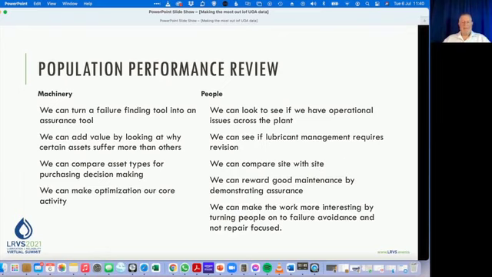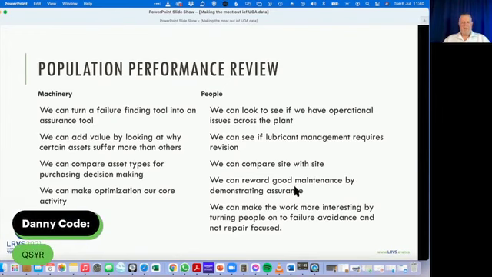And we can reward good maintenance by demonstrating assurance, because our engineers predominantly get a pat on the back when we fix things that are broken and get the plant running. Well, we don't want the failures in the first place, so how do we reward them by not having failures? Well, that's by documenting and by proving that their activities in optimization are actually adding value. And that, I think, potentially is more interesting work, because you're actually turning people onto failure avoidance and not being repair focused. You're not effectively blue lighting every failure. These should not be an emergency service. These should be preventing issues.